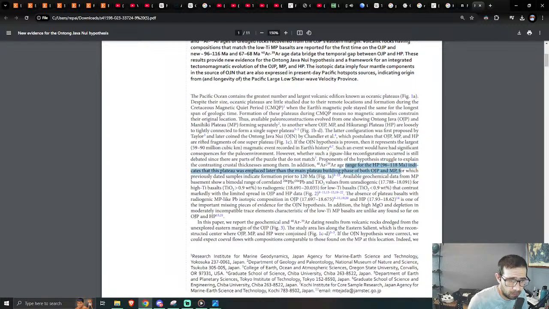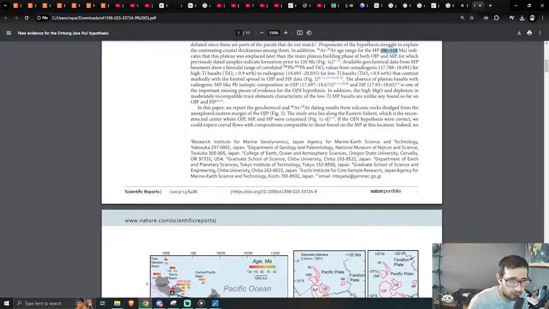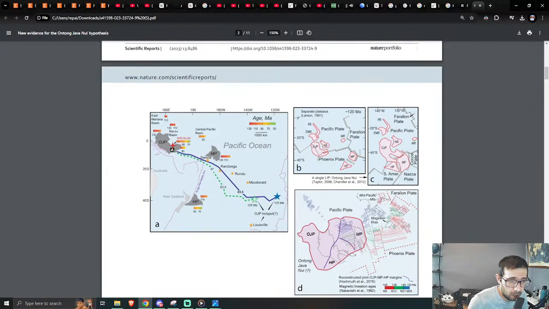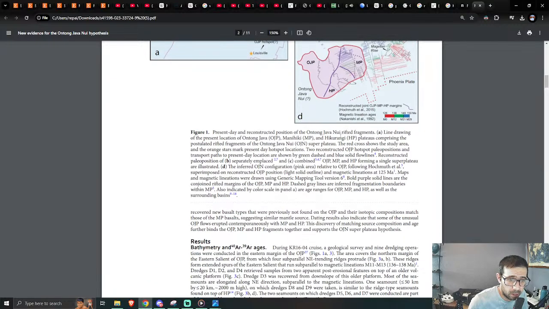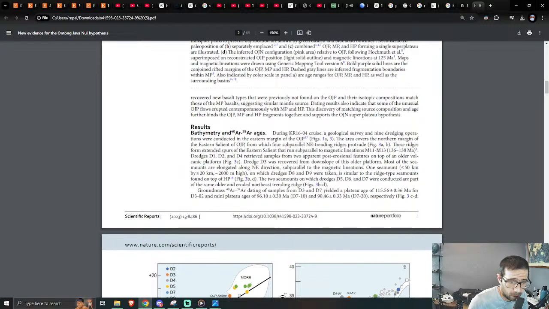120, 96 to 118. That's Hikurangi, but related enough. 125. I'm just trying to get a range to compare. 90.